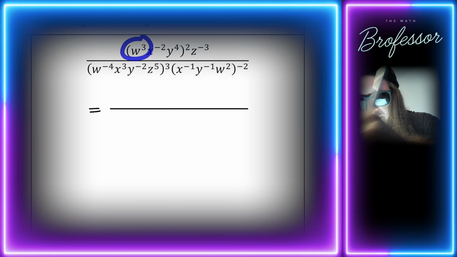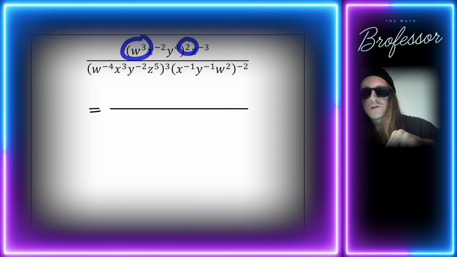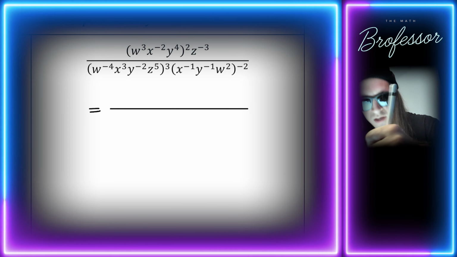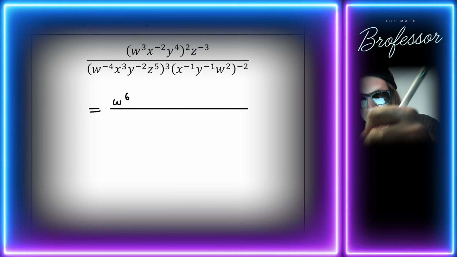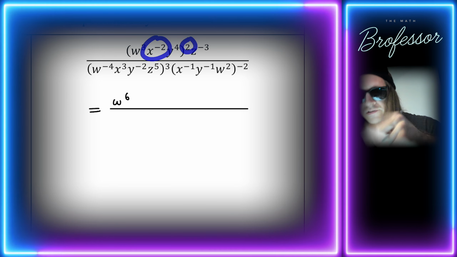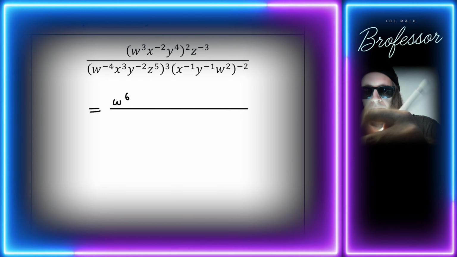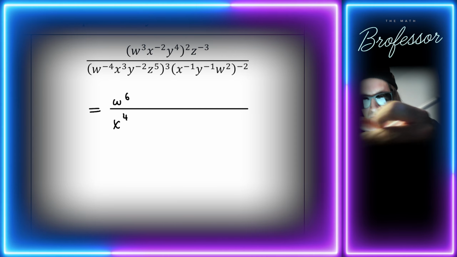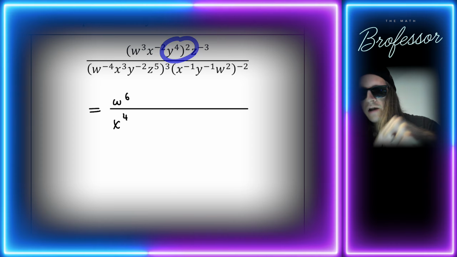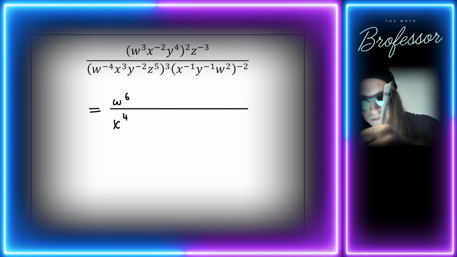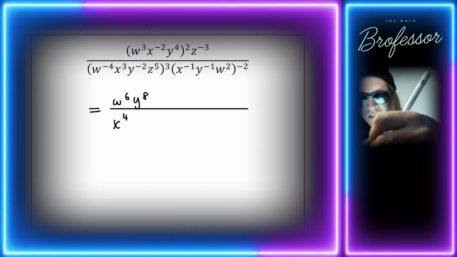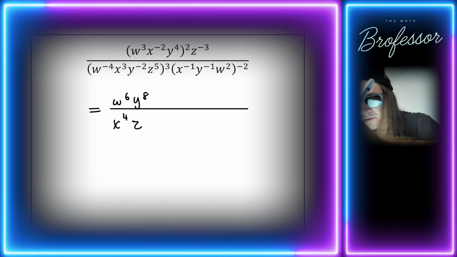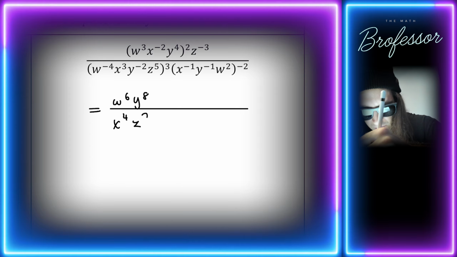So like first, I would do this w cubed squared. That's going to be w to the 6. That's positive, so you leave that up top. Then I'm going to do x to the negative 2 squared. So that's x to the negative 4, meaning it needs to go to the bottom. Then I'm going to do y to the 4th squared. That's y to the 8th. And then this z to the negative 3 just needs to go to the bottom and becomes z to the positive 3. My apologies, I'm very particular about my penmanship.